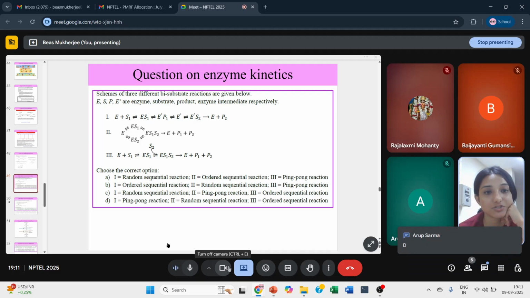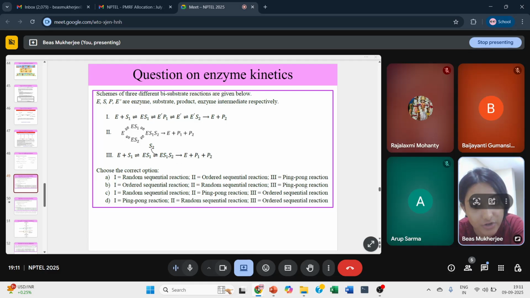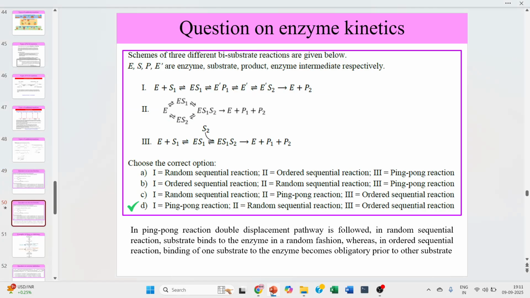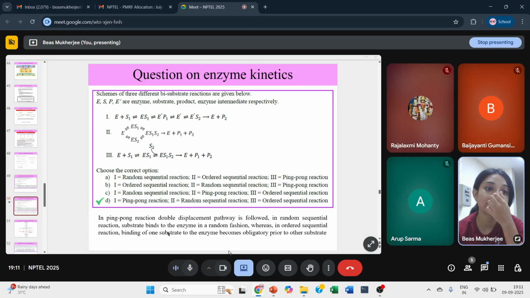Try to answer this question. D. Okay, let's see. So, you're saying that one is ping pong reaction. That is correct. The second one is random. Yes. And the third one is ordered sequential. Right. So, yes, that is 100% accurate. D is the right answer.